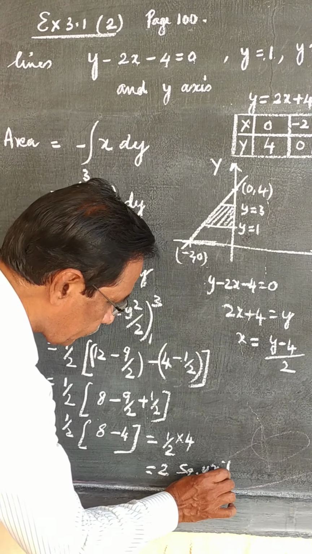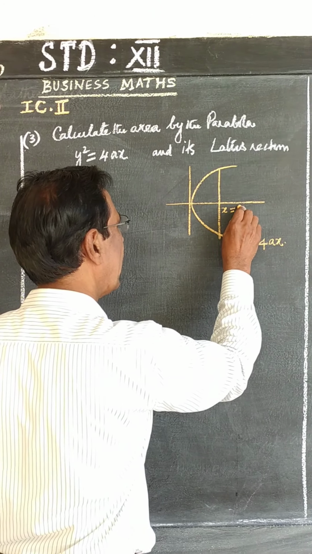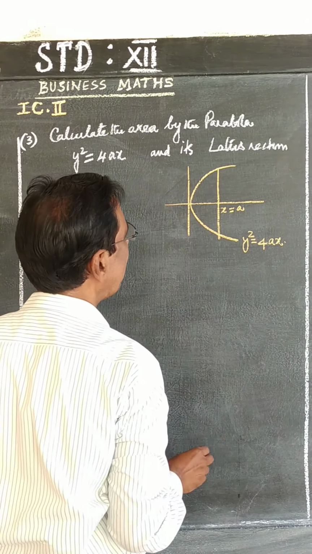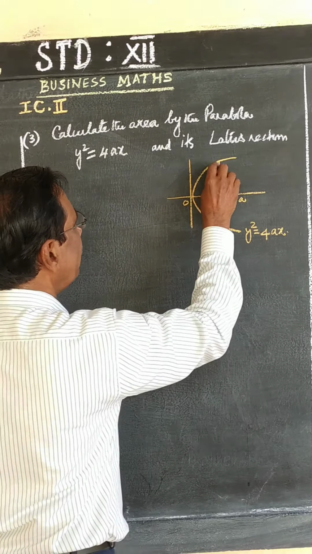Calculate the area bounded by the parabola y square is equal to 4ax and its latus rectum. You know, the parabola is like this. This is y square is equal to 4ax. This is the general form of the parabola, which is on the right side of the y-axis. The right side parabola. The latus rectum passes through x is equal to a, from 0 to a.